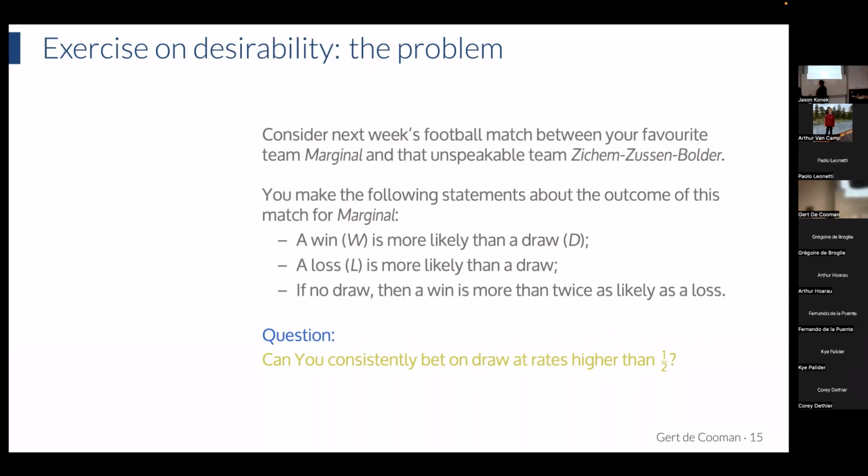It means that the indicator of win minus the indicator of draw is desirable. That's what I mean by that statement.